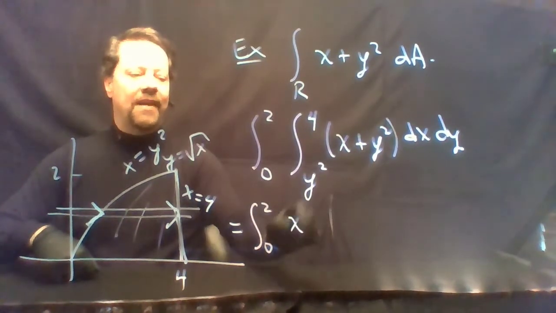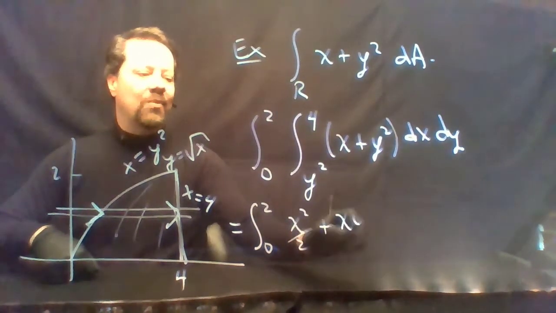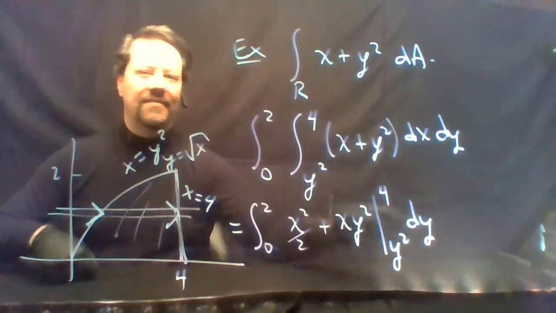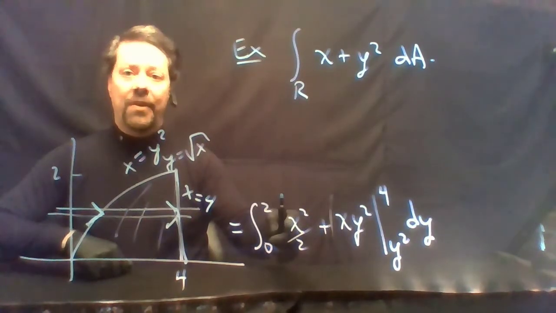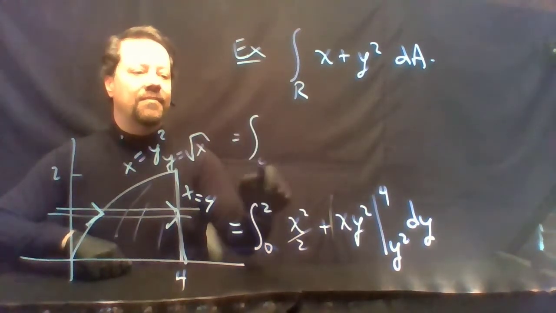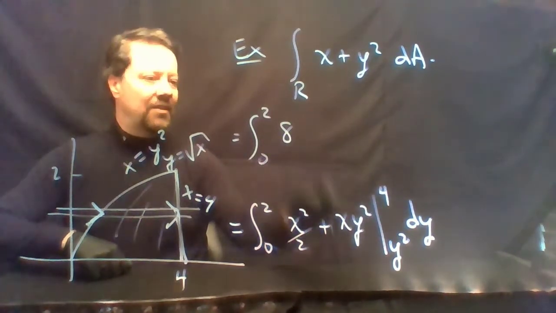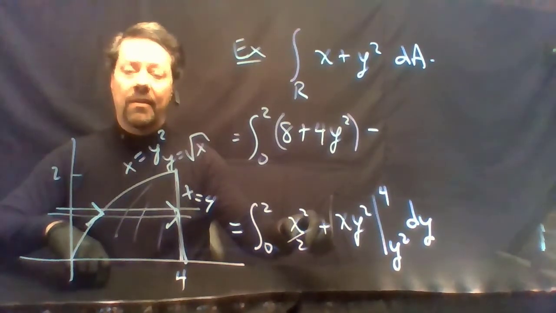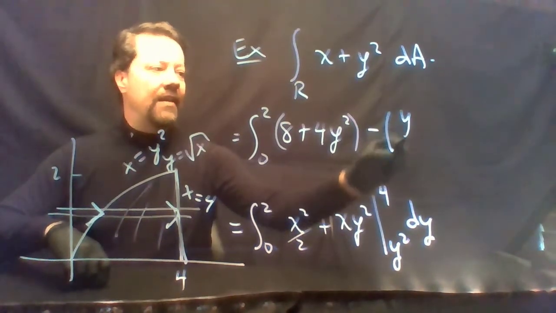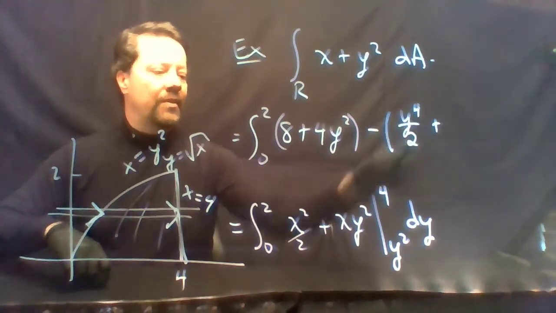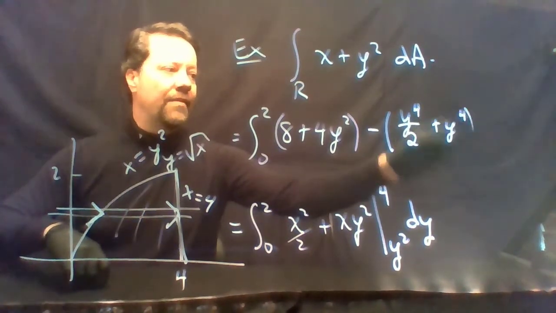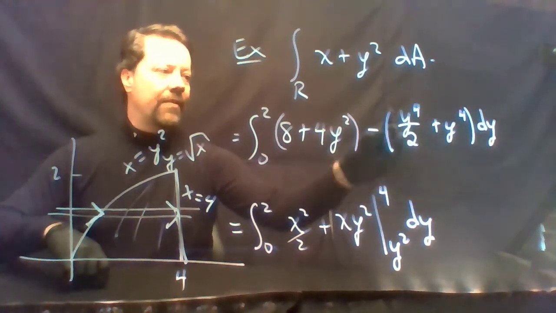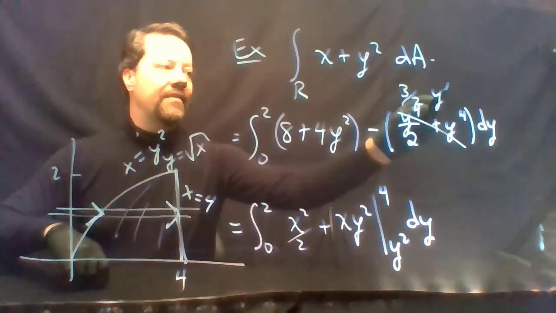Integrating with respect to x, we have x squared over 2 plus xy squared evaluated from y squared to 4. Plugging in 4, you get 16 over 2, which is 8, plus 4y squared, minus what you get when you plug y squared in. That's going to be y to the 4th over 2 plus another y to the 4th. A half y to the 4th plus y to the 4th is 3 halves, y to the 4th.